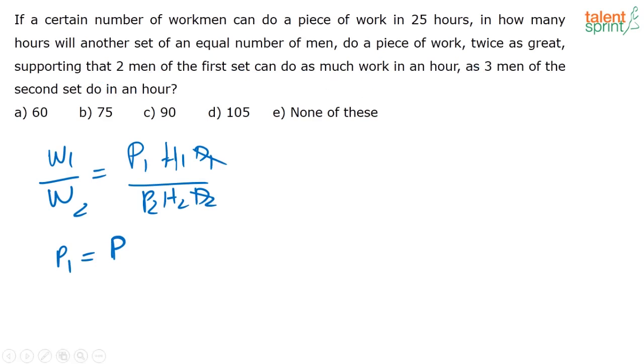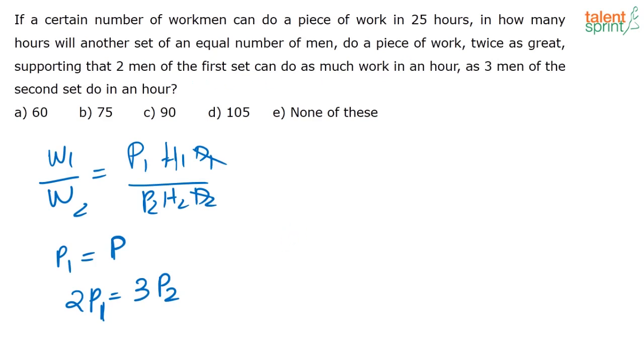2 men of the first set can do as much as 3 men. So 2P1 is equal to 3P2, correct? That's what they have given. That is, 2 men of the first set, if they do some work in an hour, 3 men of the second set also can do only that much work in an hour. So when you equate that, what do you get?